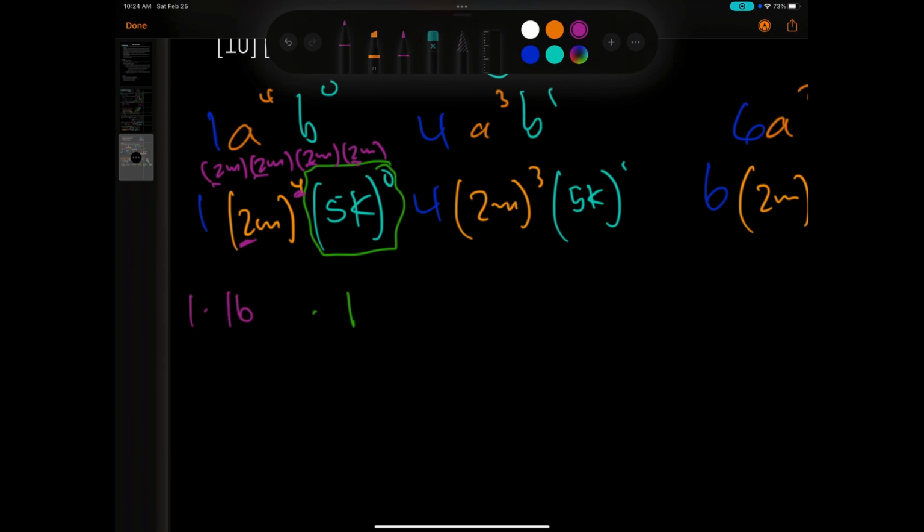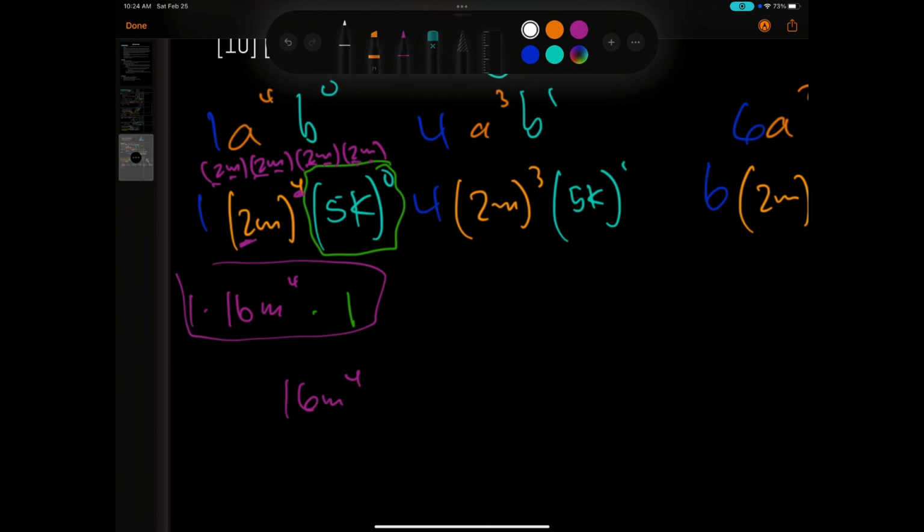So 1 times 16 times 1, and then you'll have 4 m's. 1, 2, 3, 4. M to the 4th power. And if you simplify all of this, that's just going to be 16m to the 4th power. So when in doubt, write it out for the exponents. When in doubt, write it out.